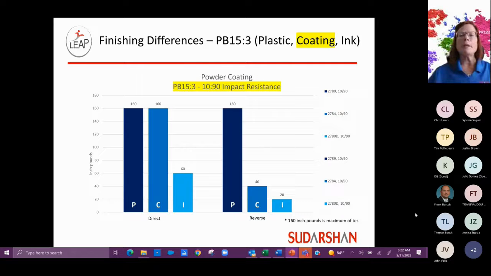So in terms of performance properties, here we are taking a look at 15-3s that were developed for plastics, coatings, and inks applications. And in this particular one, we're taking a look at impact resistance in a powder coating formulation. So on the direct, the plastics and the coatings perform equally, while the inks grade falls off on the direct. But if you take a look at the reverse properties, the plastics still outperforms the coatings grade, and then the inks grade still is inferior to the other two.